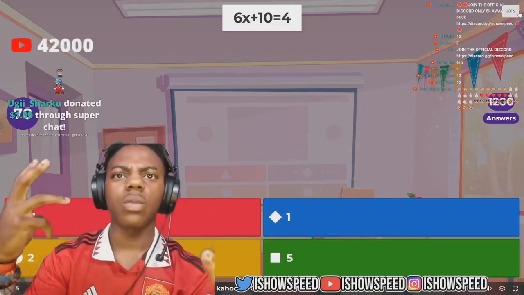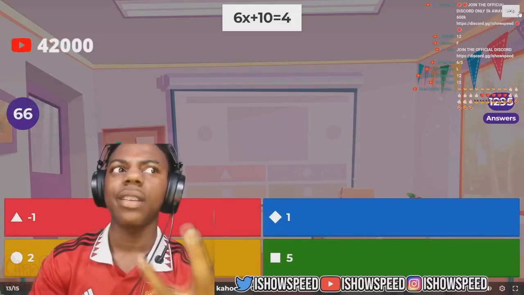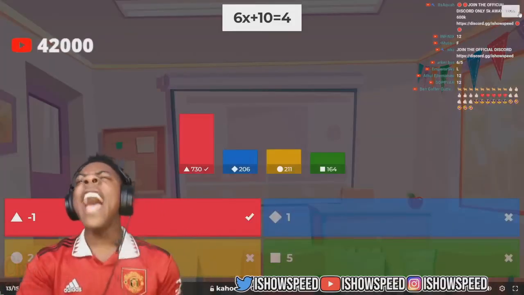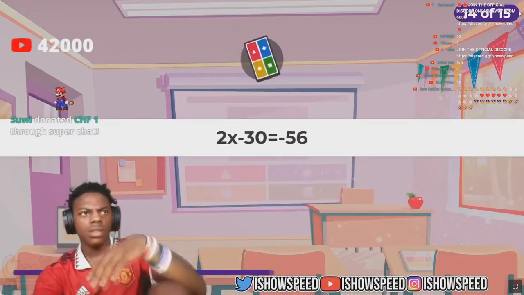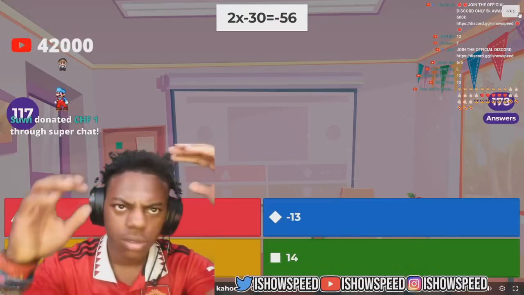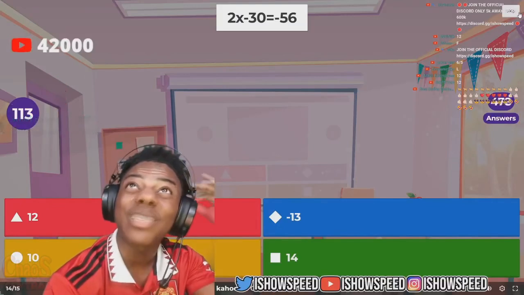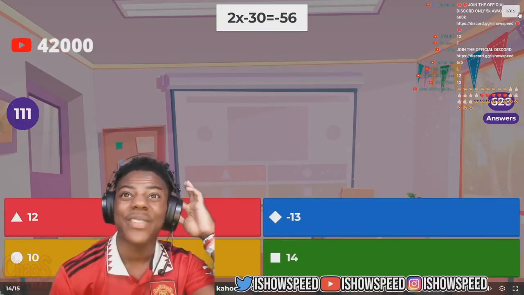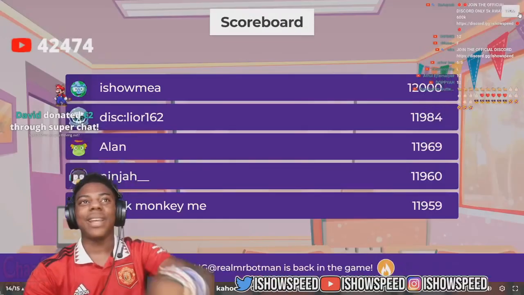Negative one plus one is not positive, so it's a negative. Negative one. Yes! X minus 30, 2 divided by 30, what is that? That's negative 13.